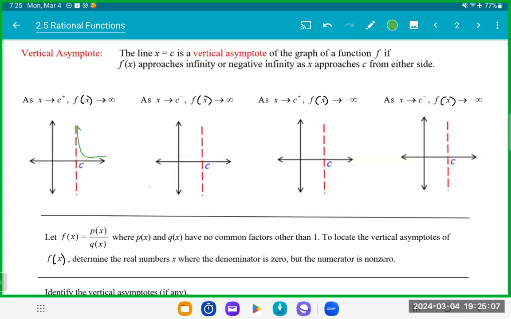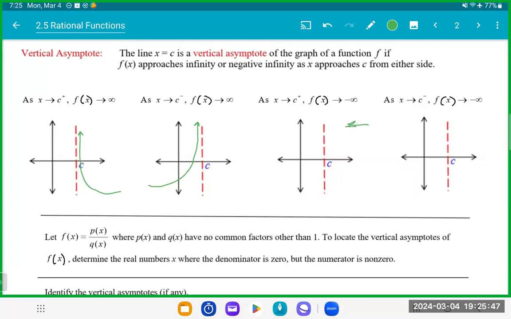As x approaches c from the left, we could have something that looks like this, because we're coming from the left and going up to positive infinity. For the first one, we could have come down like this. We don't know exactly what that shape is. We just know that it's coming from the right and going up to infinity. On the second one, we're coming from the left, getting really close to that asymptote line c and going up to infinity as well.